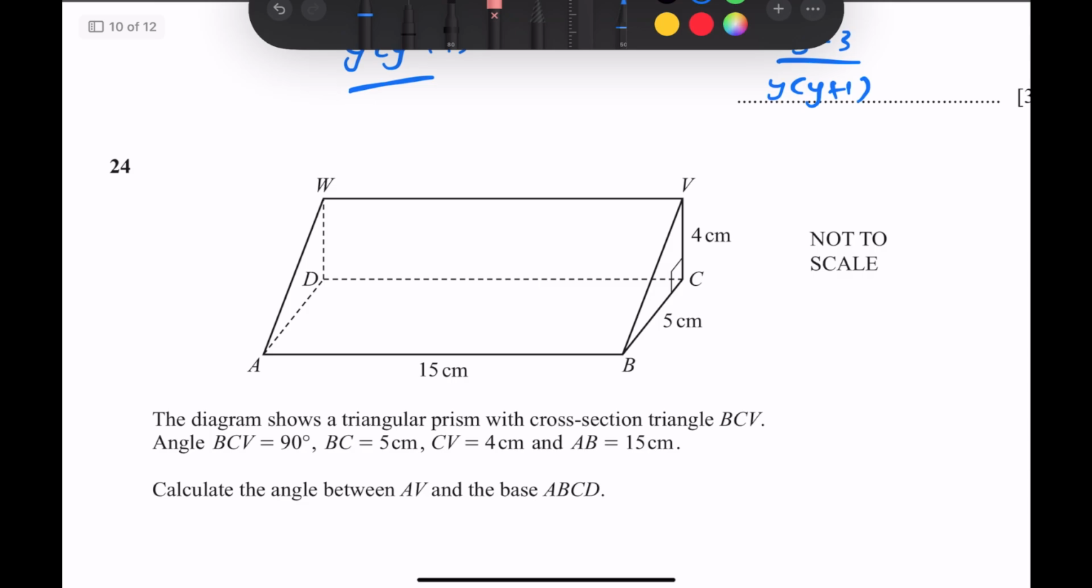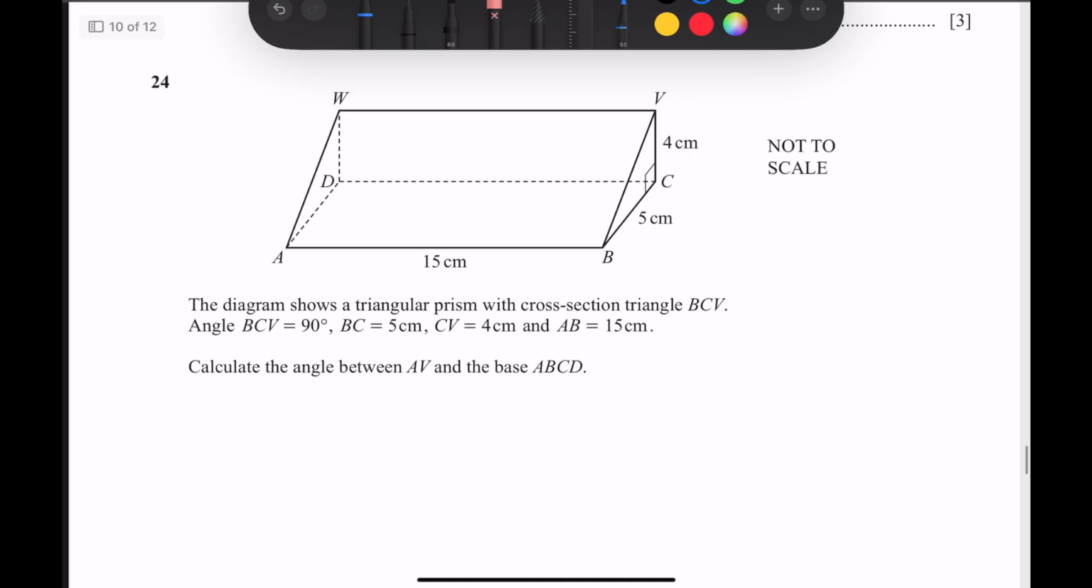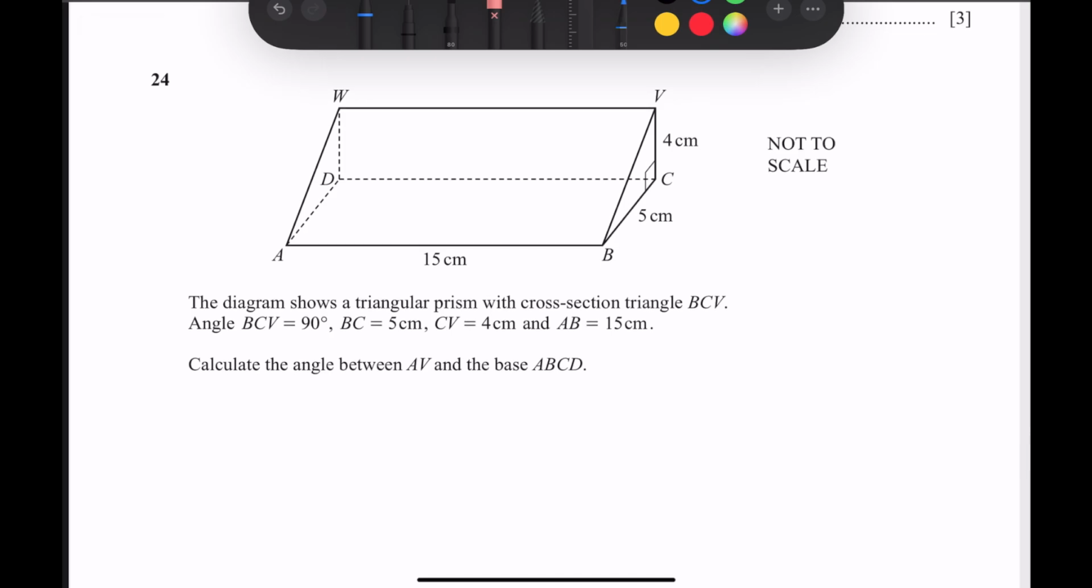Question 24 says that the diagram shows a triangular prism with cross-section triangle BCV. Angle BCV is equal to 90 degrees, BC is equal to 5 centimeters, CV is equal to 4 centimeters, and AB is equal to 15 centimeters. Calculate the angle between AV and the base ABCD. In this case, the base ABCD is a rectangle. Therefore, all these angles are right angles as well, which is important for later.